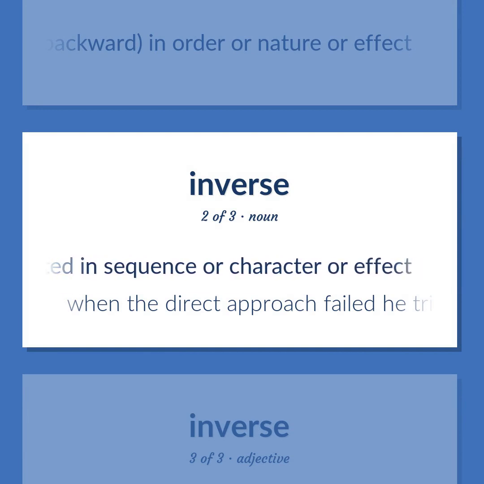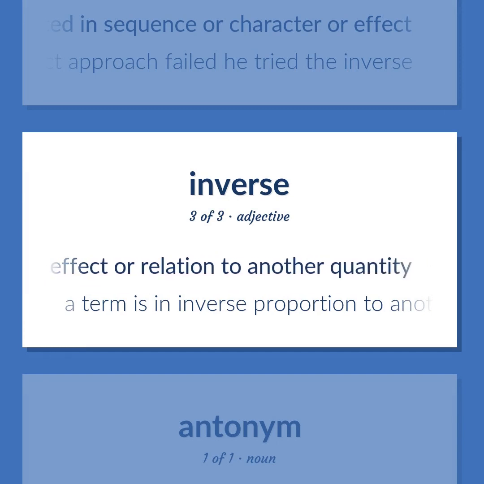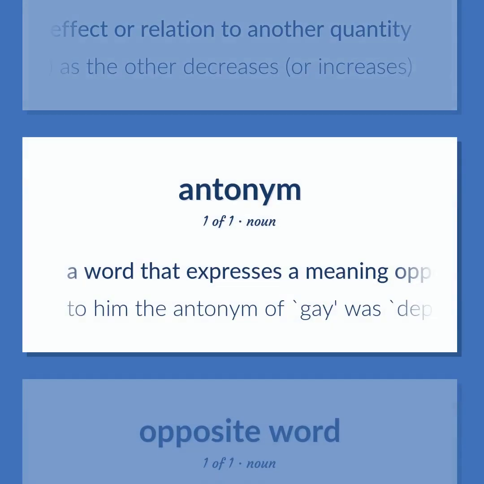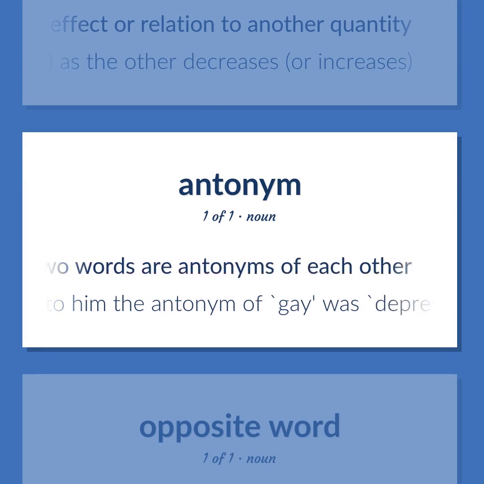When the direct approach failed, he tried the inverse. Opposite in nature or effect or relation to another quantity. A term is in inverse proportion to another term if it increases, or decreases, as the other decreases, or increases. A word that expresses a meaning opposed to the meaning of another word, in which case the two words are antonyms of each other. To him the antonym of gay was depressed.